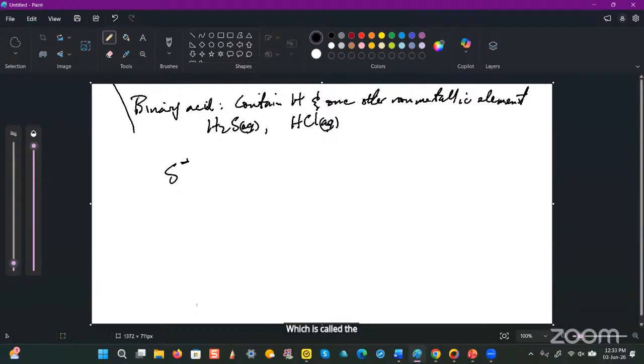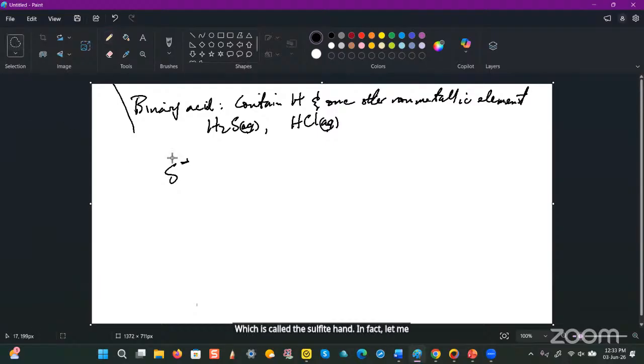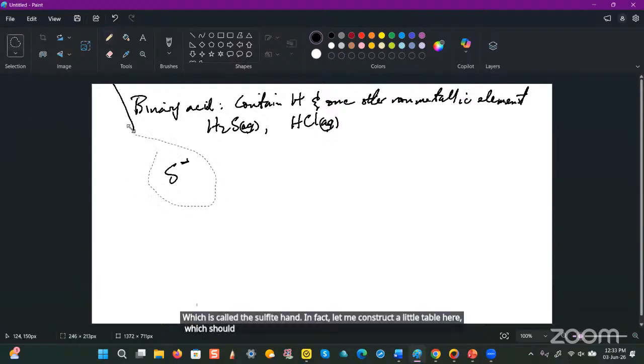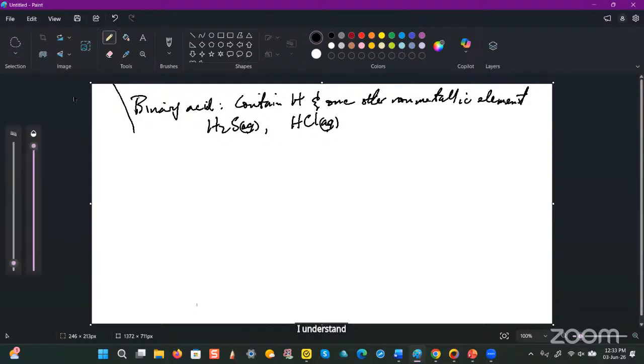In fact, let me construct a little table here, which should probably make things a bit easier to understand. So at the head of this table over this side, I'm going to put an ion, and then the name. No, let me do the other way. Name, then an ion.